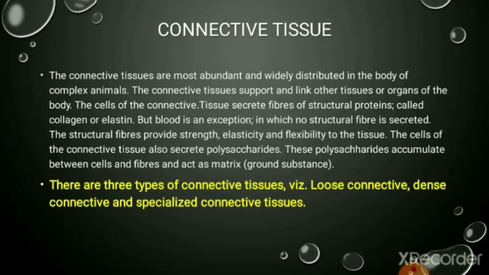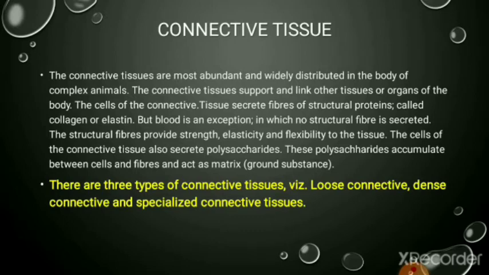The cells of the connective tissue secrete fibers of structural protein called collagen or elastin fibers. So these are the types of protein fibers: collagen fibers and elastin fibers. These are the kinds of fibrous proteins which are the structural proteins.